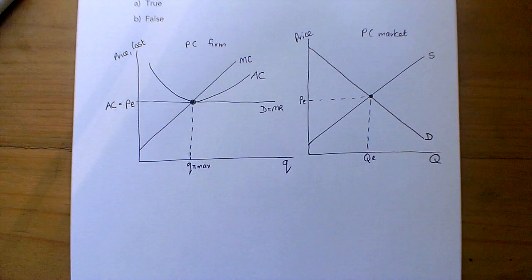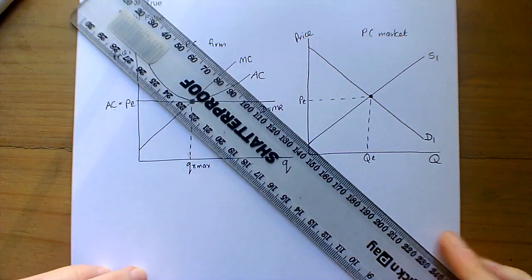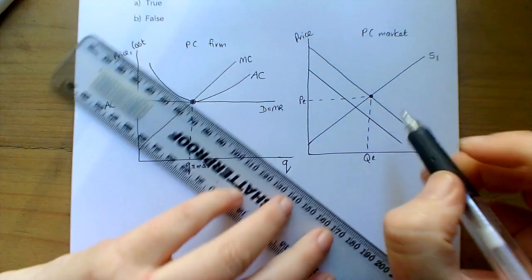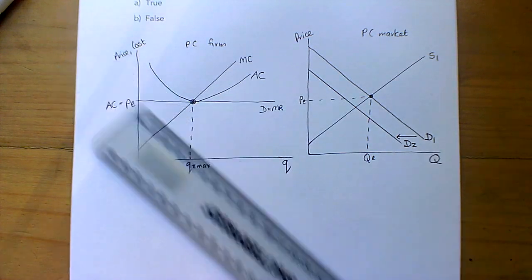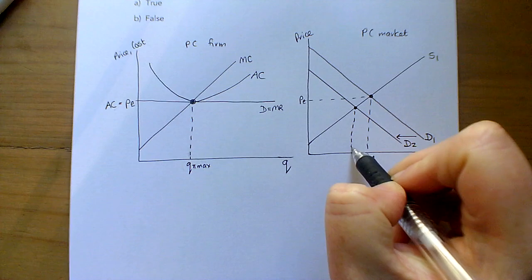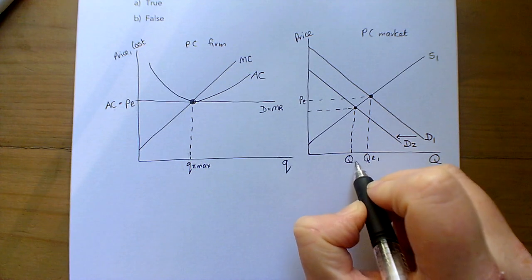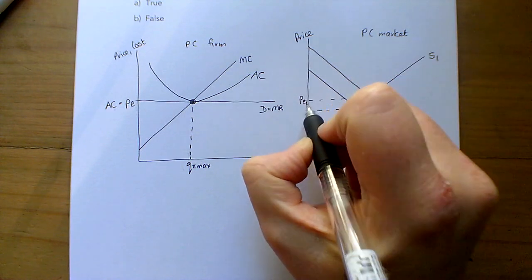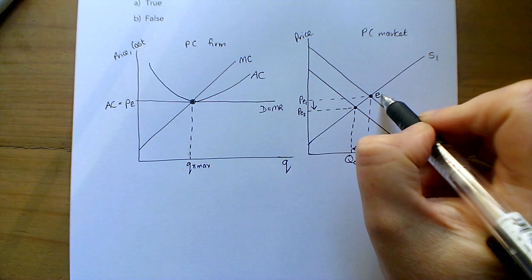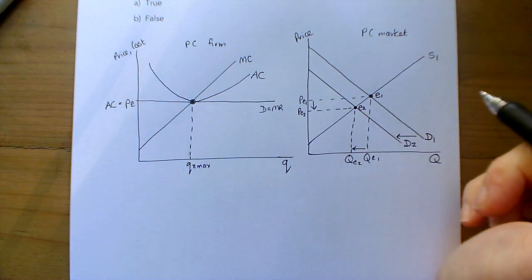There is then a decrease in market demand. So I'm going to label these S1 and D1 to represent the original supply and demand. So demand decreases, which means it shifts to the left. And that's going to put downward pressure on price and quantity. And so the quantity in this market drops and the equilibrium price in this market drops. So we move from this long run equilibrium to a short run equilibrium at E2.